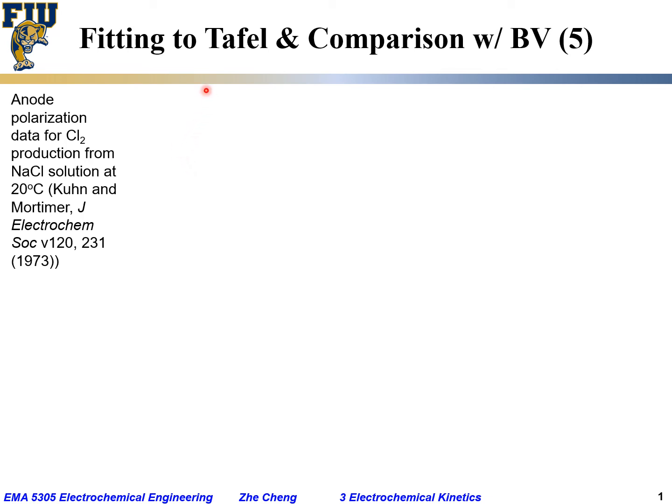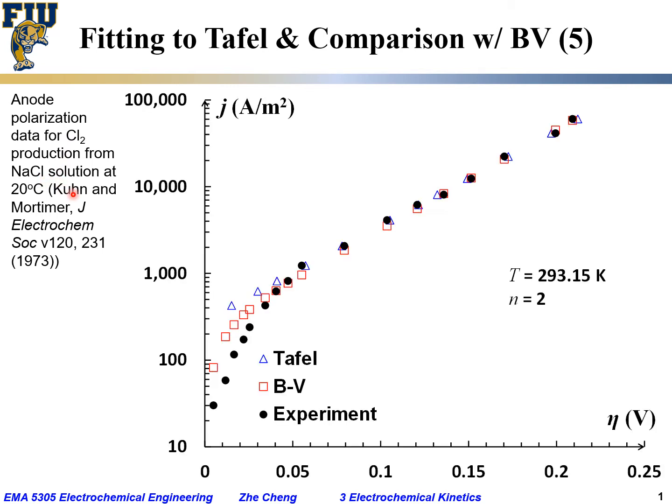Finally, let's plot it up all together for Tafel, for Butler-Volmer versus experiment data for the same anode polarization data for chlorine gas production using sodium chloride solution, okay, at 20 degrees C. So this is a plot.